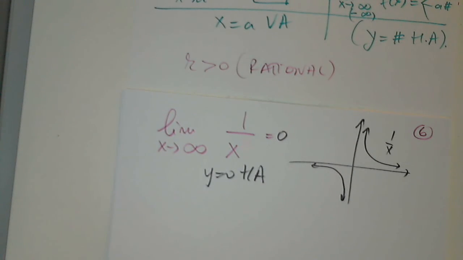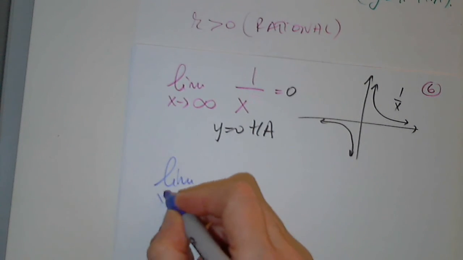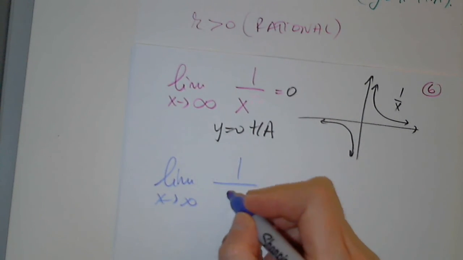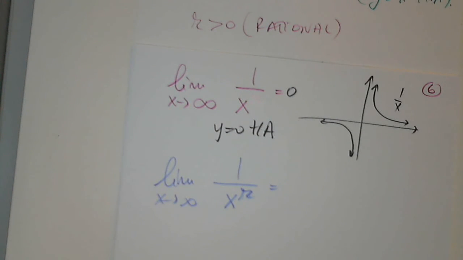And now let's put that r in there, because it can be at any power. So what about the limit as x approaches infinity of 1 over x to the r power? R is positive, because if r is negative, then x to the r goes to the numerator. It's a different story. So let's keep r positive. What do you think the answer would be?